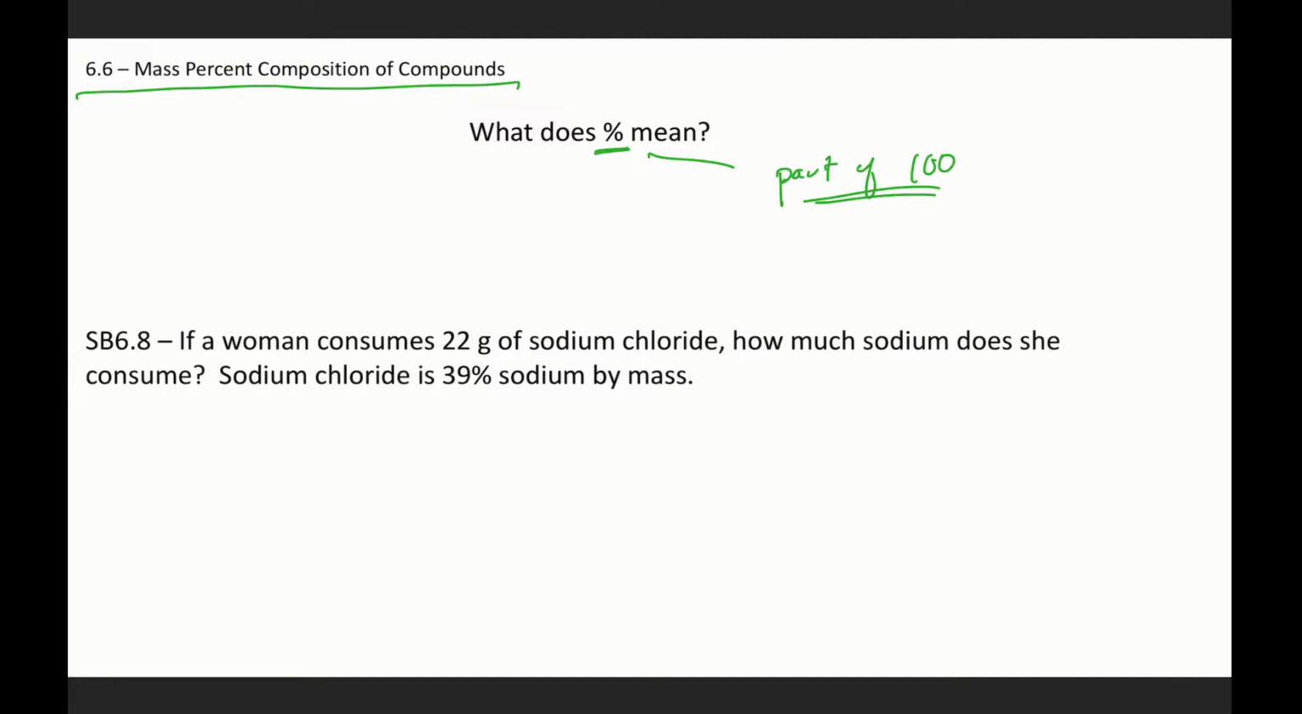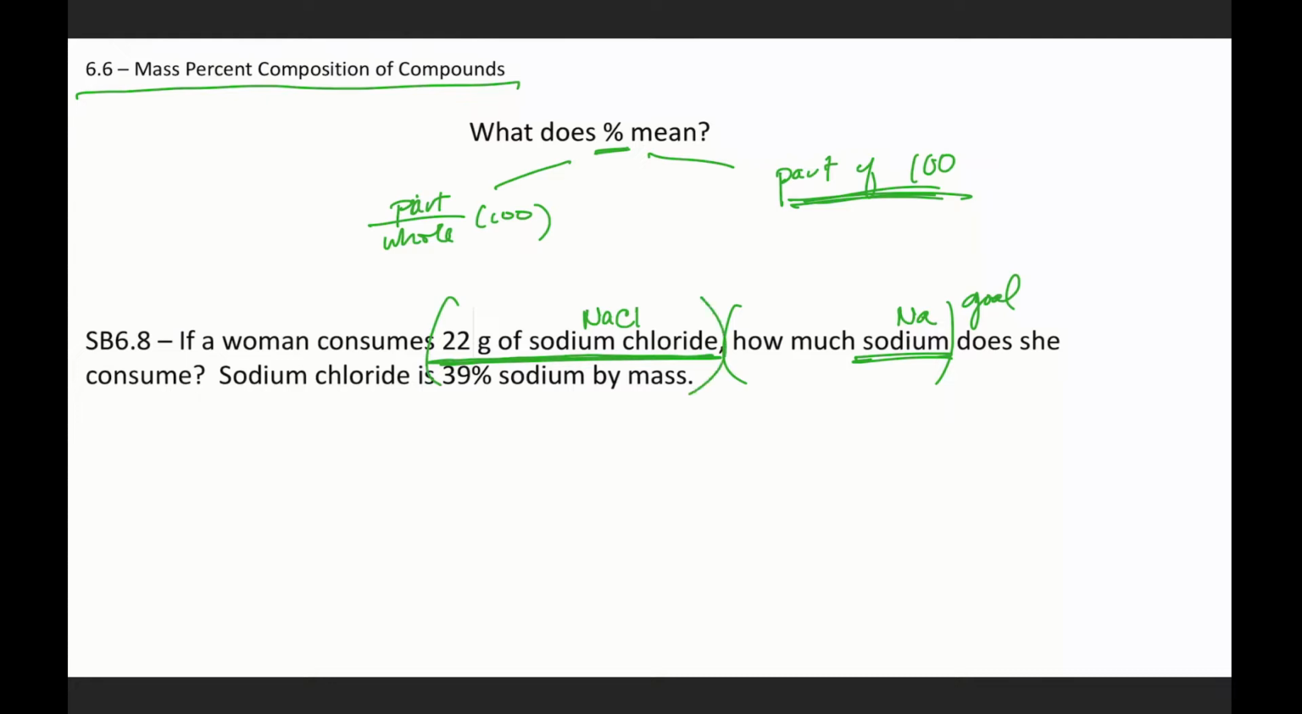But in order to calculate a percent, it's always going to be the part over the whole, times 100. Or we could say part out of 100. So then, if we think about what that means, if a woman consumes 22 grams of sodium chloride, now here, let's be clear, 22 grams of NaCl, how much sodium? So this is our goal, and this is our given. And we'll note that sodium is a part of this whole, which means that percents come into play.